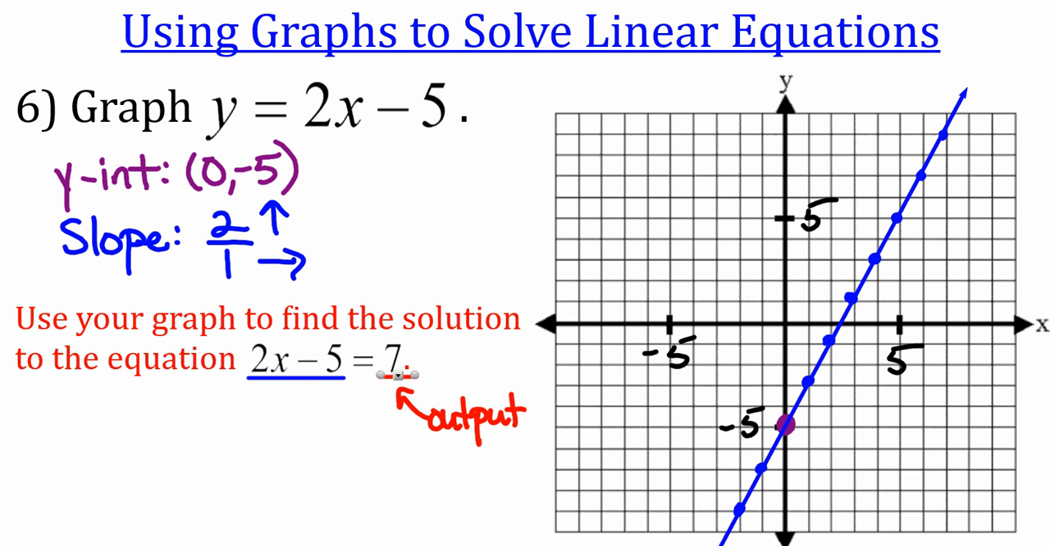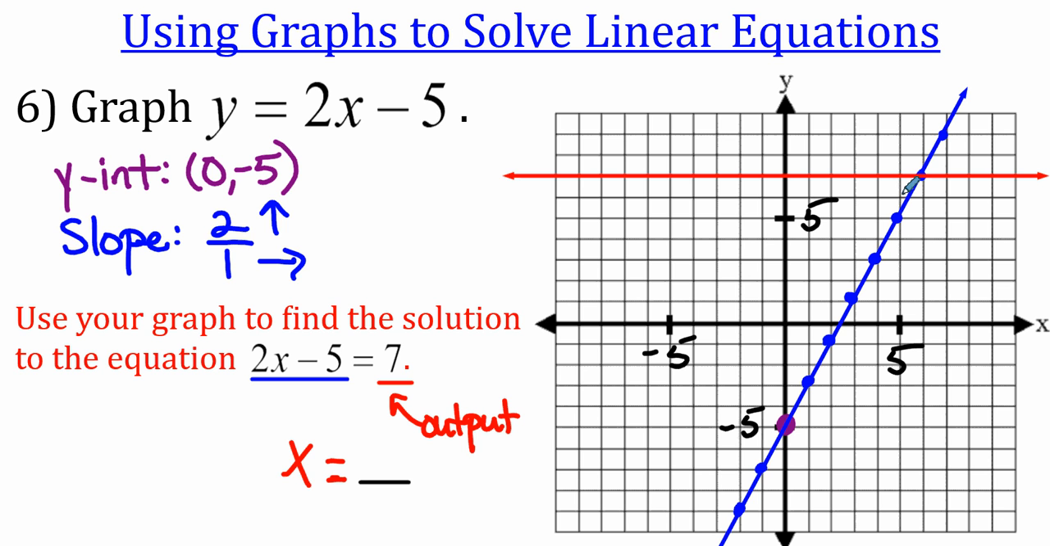Well, let's see. We already have 2x minus 5 graphed, and we know 7 is an output of the function. Outputs are the y values. So that's saying you have an output of 7. So I'm going to go to the output section where 7 is, and it could be anywhere on the graph where it has an output of 7. So let's draw where 7 is as an output on the graph.